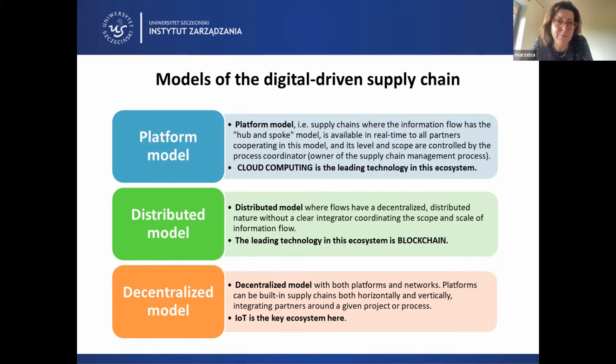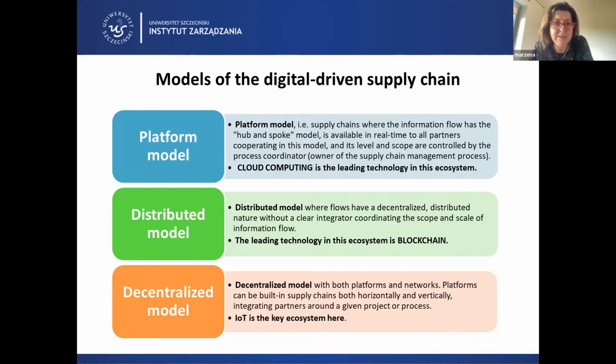The first and the most popular model is the platform model. You can see that in this supply chain the information flow has a hub and spoke model. The main company's model is available in real time to all partners cooperating in it, and its level and scope are controlled by the process coordinator, the owner of the supply chain management process. The leading technology of this ecosystem is cloud computing.